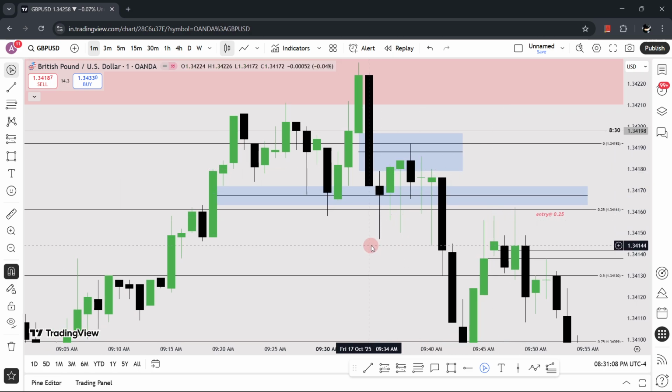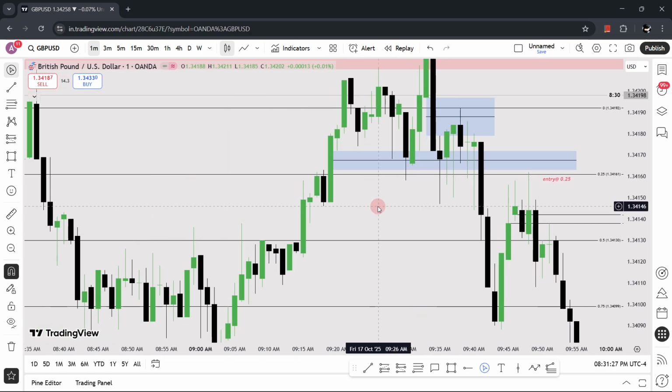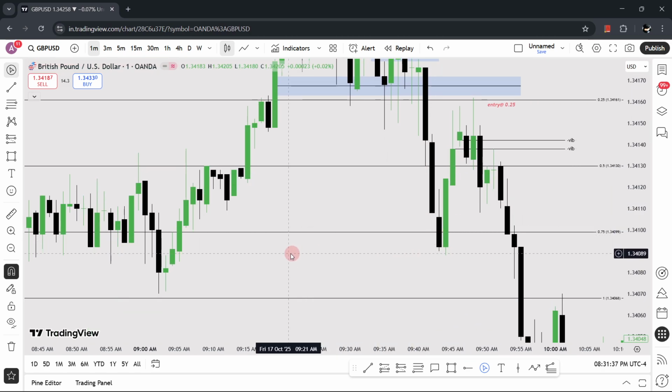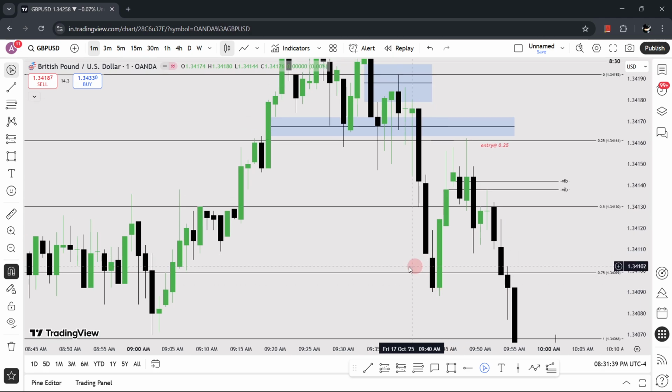Now again, the market went down, disrespecting this fair value gap for the first time. It formed around 9:20, but after 20 minutes it displays that it's not respecting it anymore. So it went to this 0.5 level, a little bit up, and there is okay. Then it went to the 0.75 quarter level and went up again.